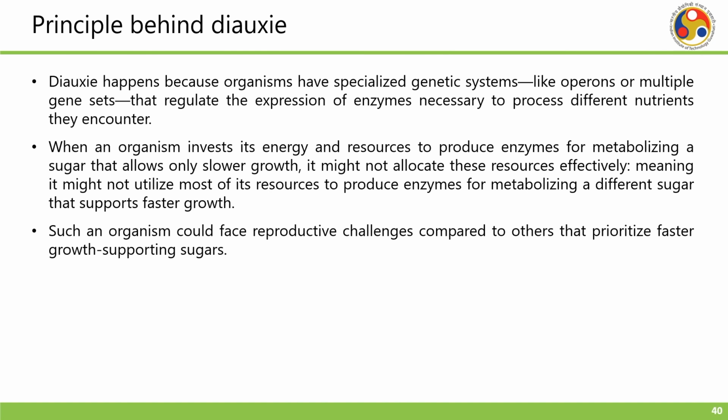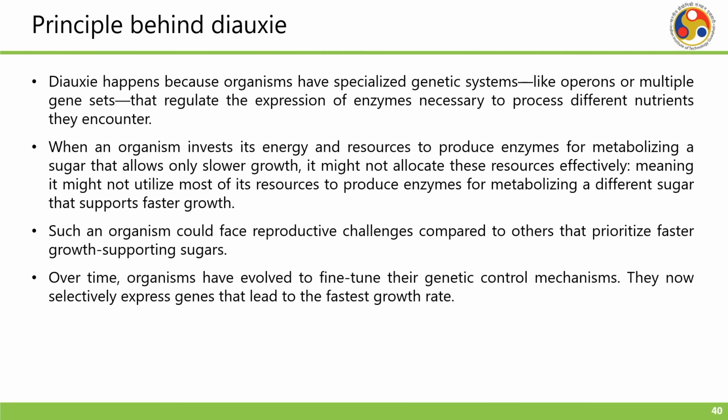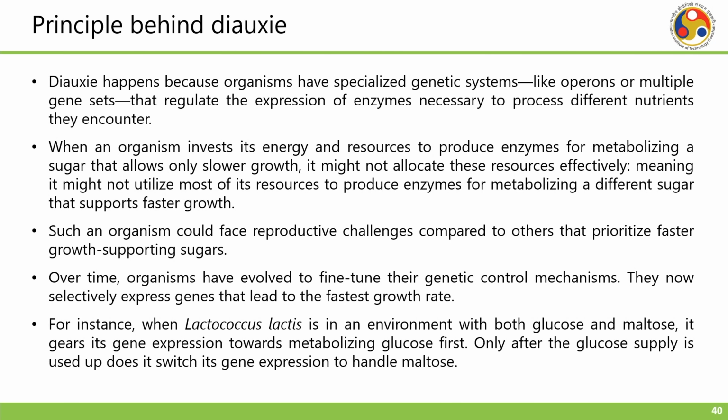Such an organism could face reproductive challenges compared to others that prioritize faster growth supporting sugars. Over time, organisms have evolved to fine tune their genetic control mechanisms. They now selectively express genes that lead to the fastest growth rate. For instance, when Lactococcus lactis is in an environment with both glucose and maltose, it gears its gene expression towards metabolizing glucose first.